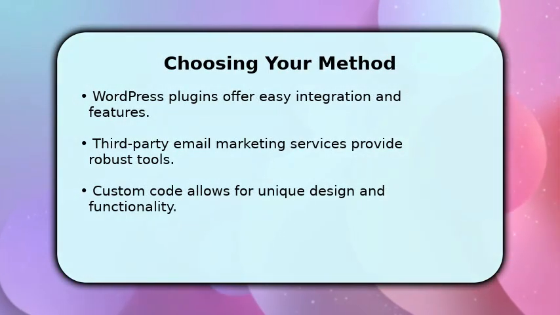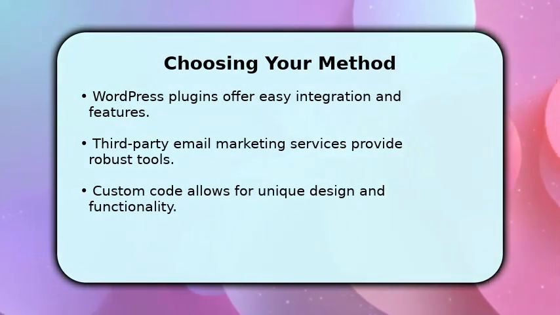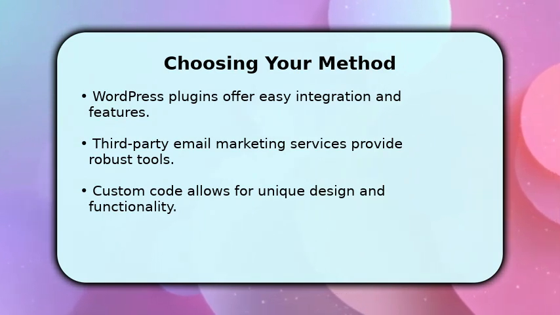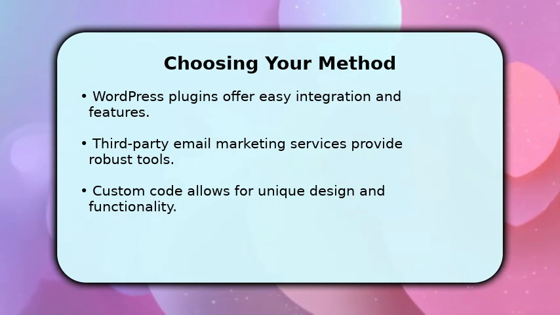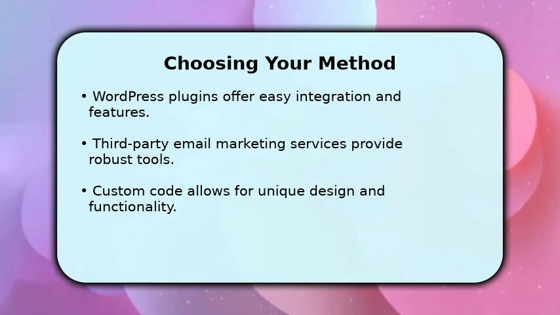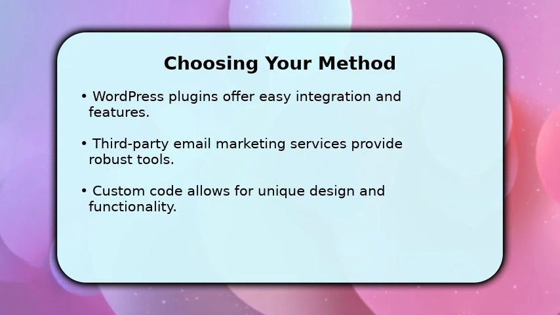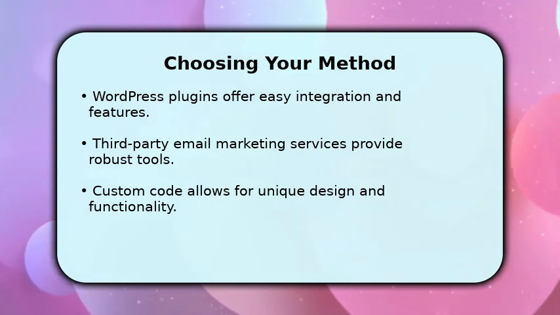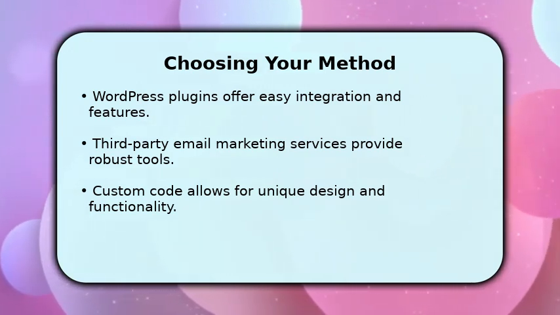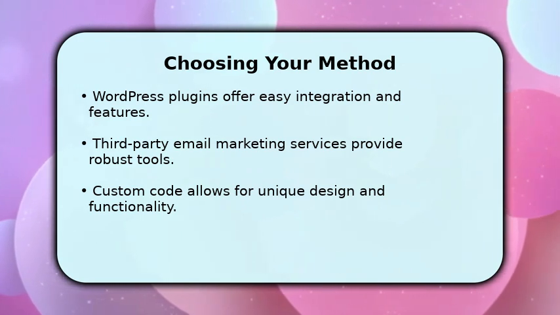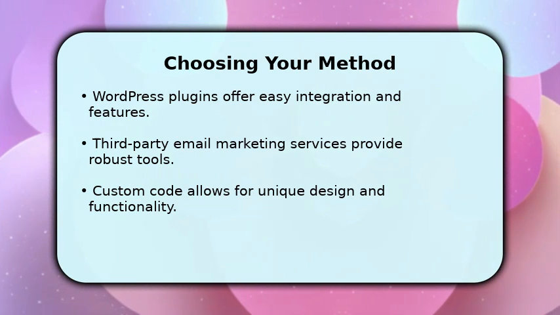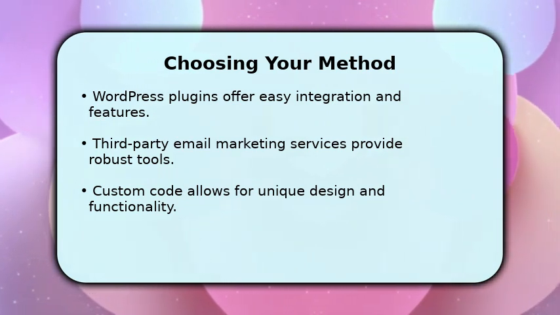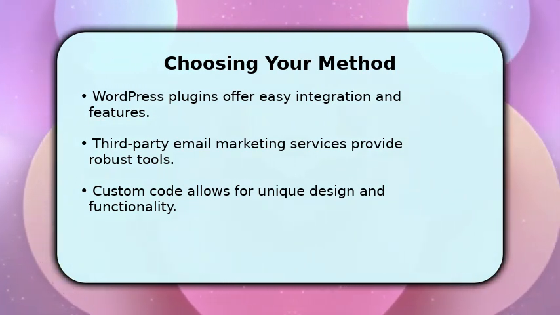When adding email subscriptions, you have several excellent options. Many WordPress plugins, like MailChimp for WordPress, simplify the process with pre-built forms and seamless integration. Alternatively, dedicated email marketing services such as ConvertKit or ActiveCampaign offer advanced automation and analytics. For those with coding knowledge, custom solutions provide maximum flexibility in design and data handling.